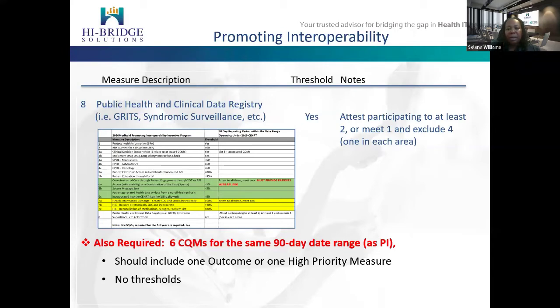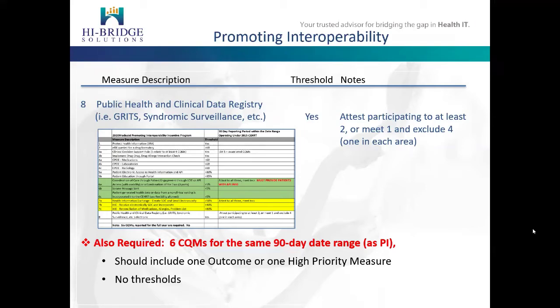Brianna, let's unmute Liz and see if she wants to add something around public health registries. I know there's been a little confusion around the attestation and what providers need to report on this measure. Thank you, Selena. Can you hear me? Yes. So there were a couple things that I wanted to mention.